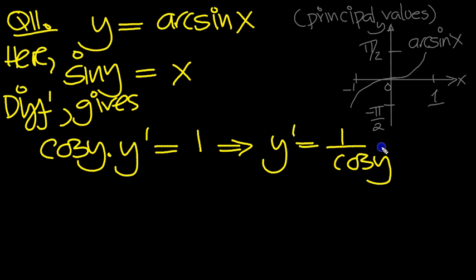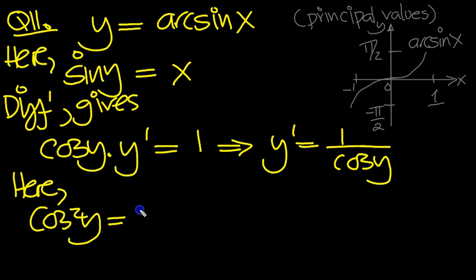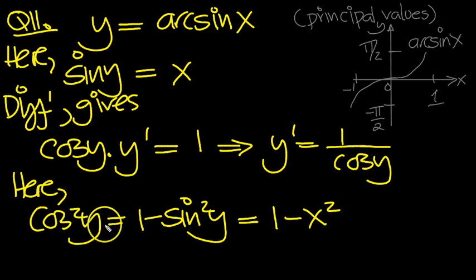Now we know from trig that cos squared y can be written as 1 minus sine squared y. And we know that sine y is x, so that's 1 minus x squared. Now the y values vary between minus pi over 2 and pi over 2, and cos is always positive in this range, isn't it?